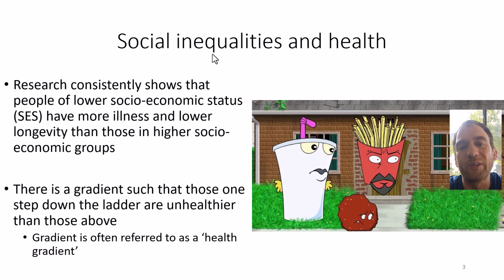If you're not familiar or a little fuzzy on the term gradient, you can think of it just like a slope, which is the most common way to think about it, or like a ramp. Basically, as you go down that slope or ramp, down the ladder, you are at greater risk of negative health outcomes, both physical and mental, if you are among lower SES.